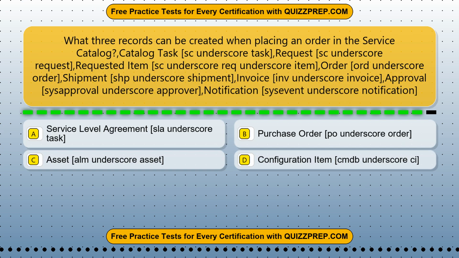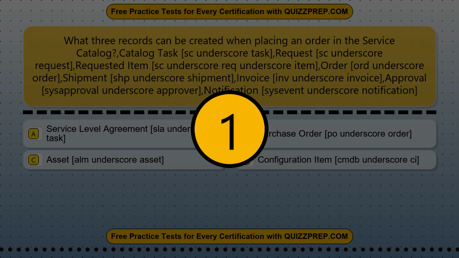Question 59. What three records can be created when placing an order in the service catalog? Catalog task, SC_task, request, SC_request, requested item, SC_REQ_item, order, ord_order, shipment, shop_shipment, invoice, INV_invoice, approval, sysarrival_approver, notification, sysevent_notification. Option A, service level agreement, SLA_task. Option B, purchase order, PA_order. Option C, asset, ALM_asset. Option D, configuration item, CMDB_CI.